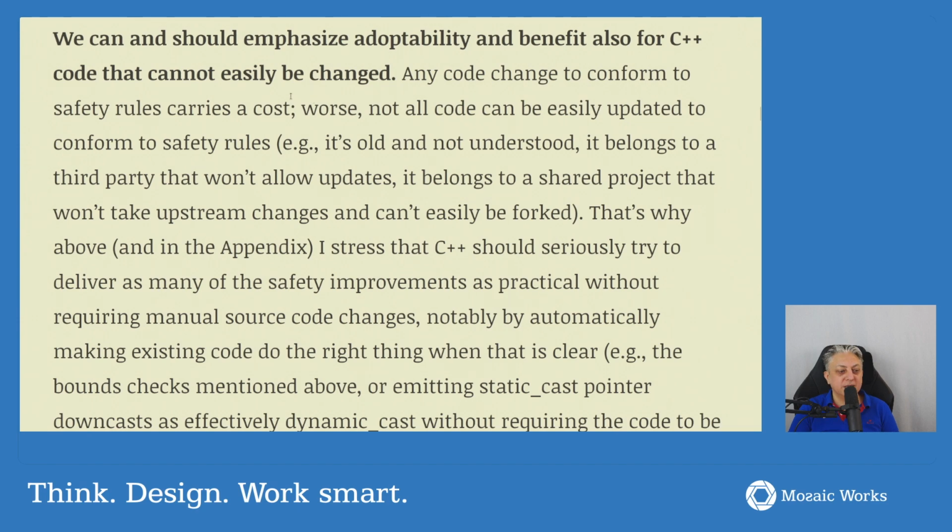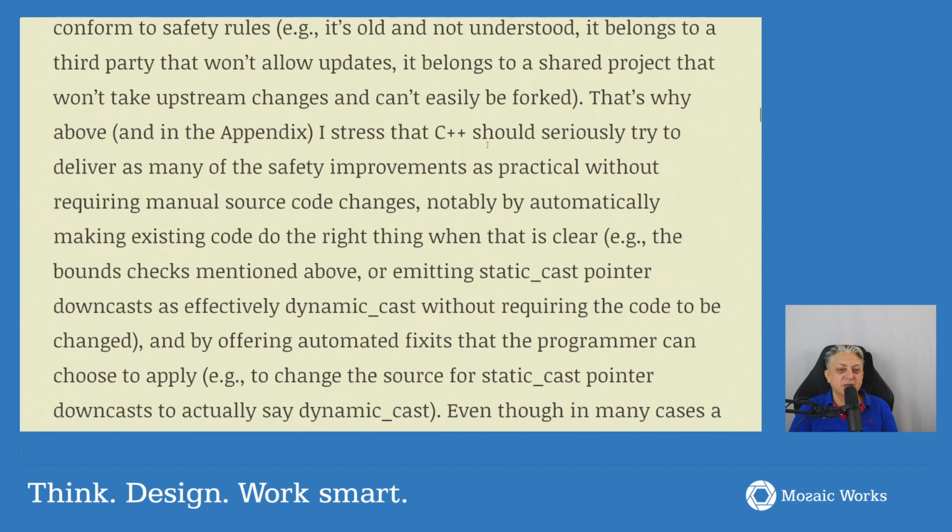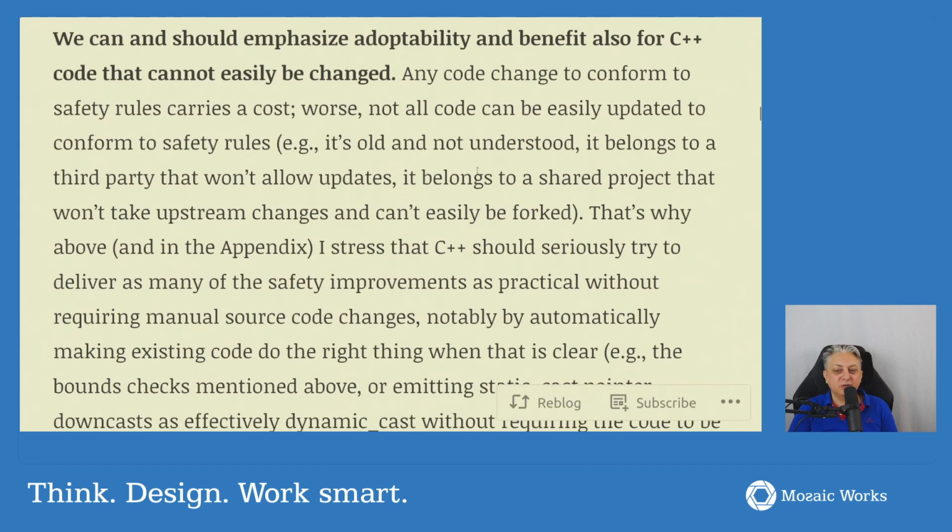There is a lot of C++ code existing, but also there's a lot of C++ code that is very difficult to change. Why? Well, let's see. Any code change to conform to safety rules carries a cost. Worse, not all code can be easily updated to conform to safety rules. For example, it's old and not understood. It belongs to a third party that won't allow updates. It belongs to a shared project that won't take upstream changes and can't easily be forked.